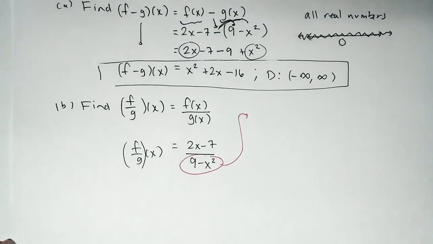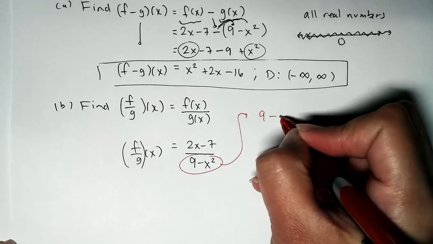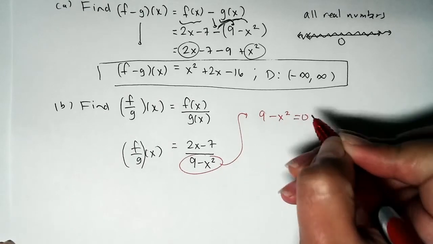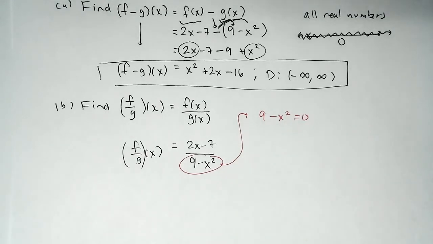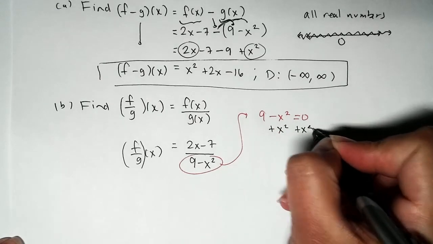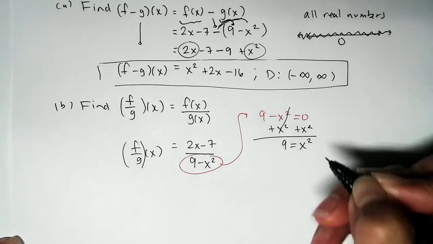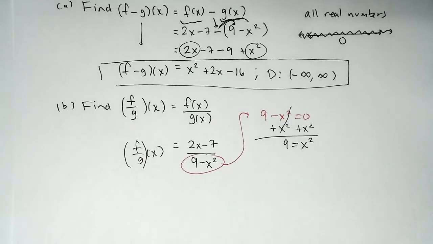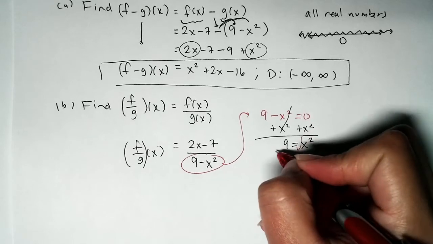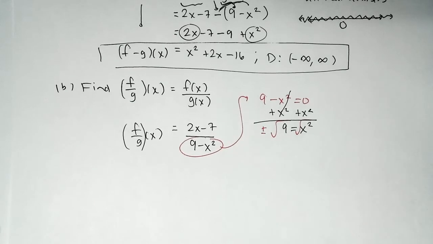So if we want to know what makes the denominator 0, we take the denominator and set that equal to 0. Solve this however you like. I'm going to add x squared to both sides, and that leaves us with 9 is equal to x squared. If we use the square root property, when we square root both sides, don't forget to put the plus or minus.